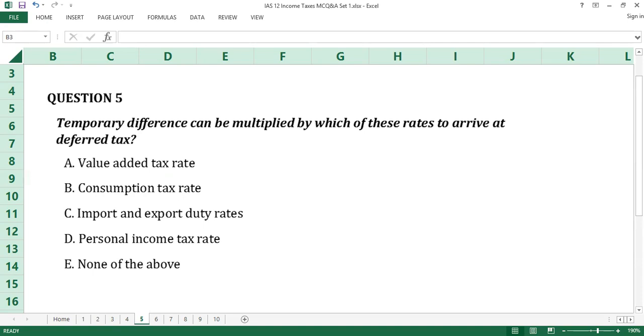Time up. The answer to question number 5 is D, personal income tax rate. Deferred tax is measured using the income tax rate. Out of all of the tax rates provided, personal income tax rate is the only income tax rate. Personal income tax rate applies to unincorporated or personal or individually owned businesses reporting deferred tax. D is the answer to question number 5.